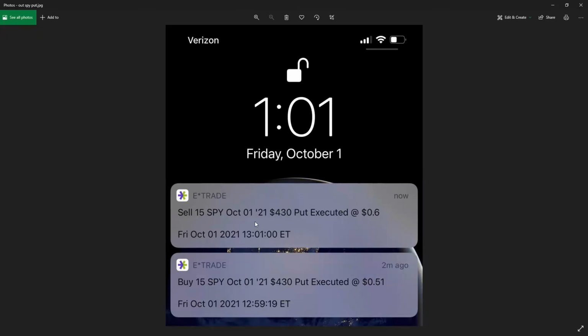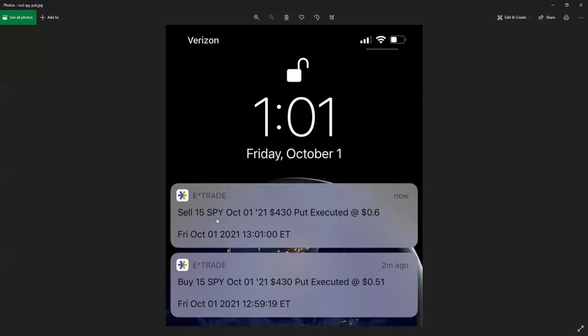Look at how long that lasted. From 12:59 to 13:01. That trade lasted literally less than 2 minutes. 2 minutes in that day trade made us an 18% return. It's not big, but like I said, 18%, if you're locking in those profits on a consistent basis, you're going to grow your account nicely there.